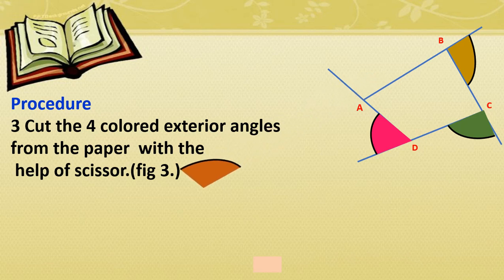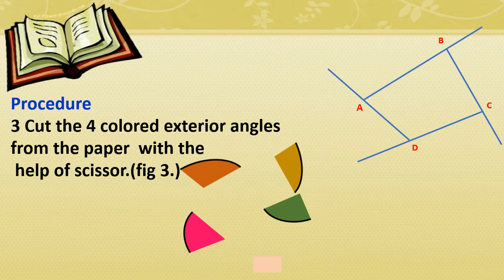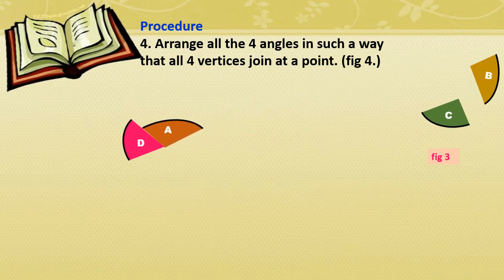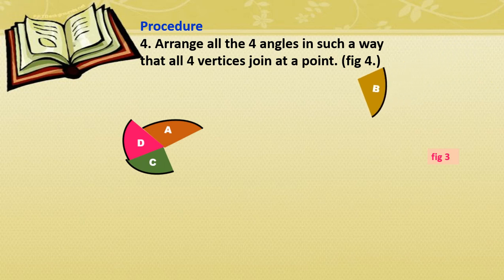like this. This is exterior angle A, this is exterior angle D, this is exterior angle B, and this is exterior angle C. So we have the 4 cutouts of the exterior angles of the quadrilateral ABCD. In the next step, we have to arrange all these 4 exterior angles in such a way that they join one adjacent to the other at a point. So we are joining the 4 exterior angles.